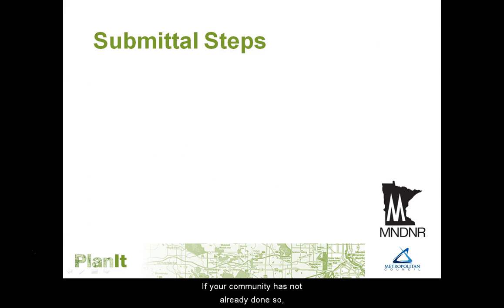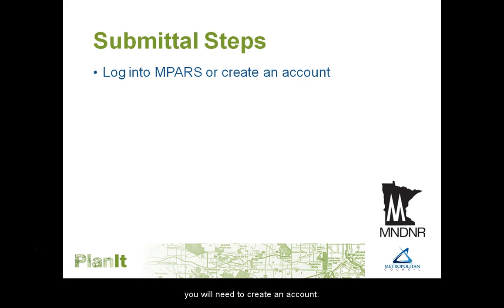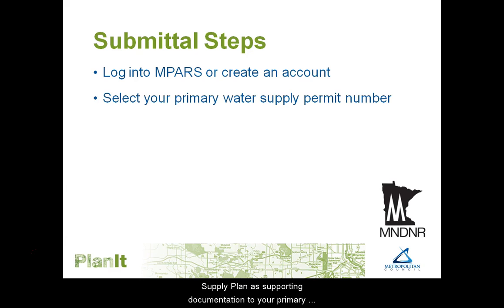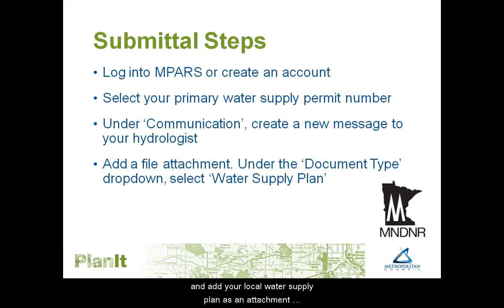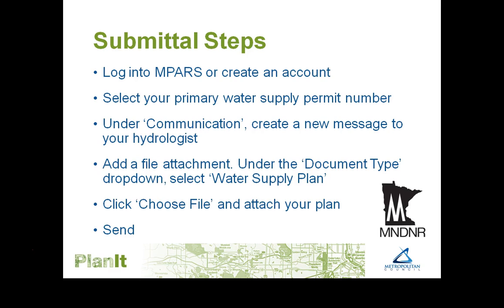If your community has not already done so, you will need to create an account. Most, if not all, communities will already have an account, and water utility staff should have this information. After logging into MPARS, you will attach the local water supply plan as supporting documentation to your primary water supply permit. To do this, select your primary water supply permit number, create a new message to your area hydrologist, and add your local water supply plan as an attachment to that message. Then, hit Send to complete the process. More detailed instructions can be found in the Water Supply Instructions and Checklist mentioned earlier.